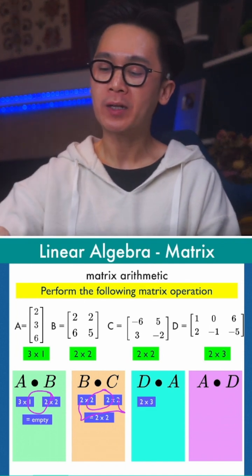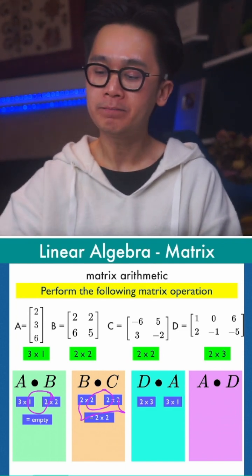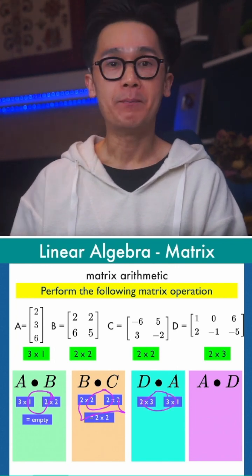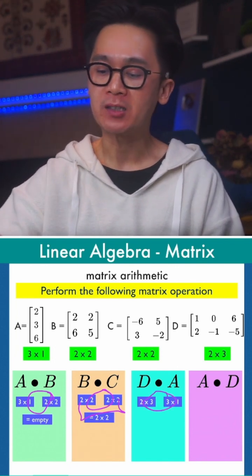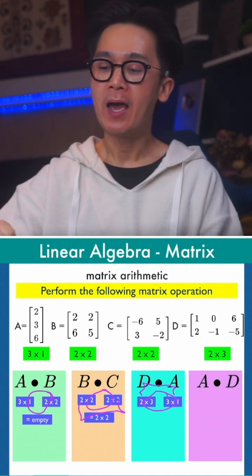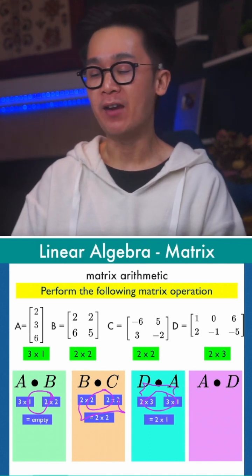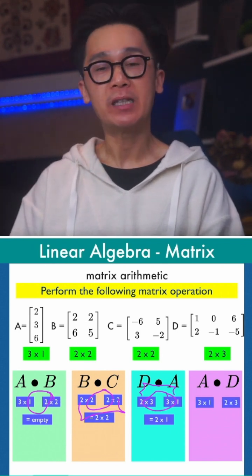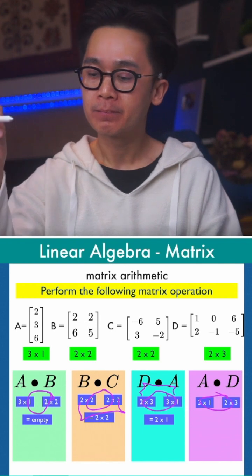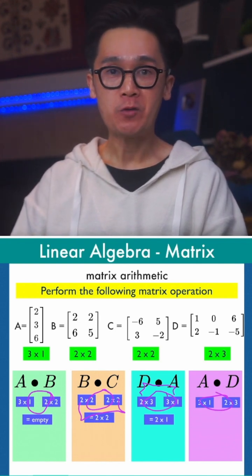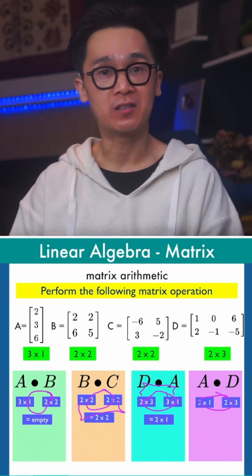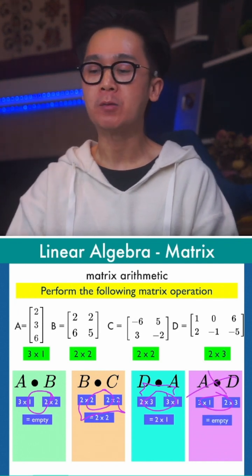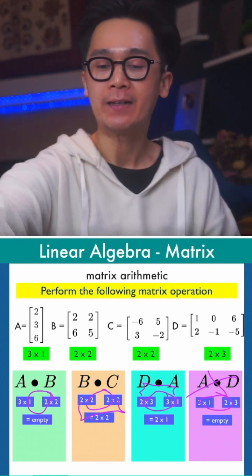So let's go with the third pairing, which is D and A. D is a 2 by 3, and A is a 3 by 1. Even though their dimensions or orders are not the same, the middle values are the same, so that means the product is going to be a 2 by 1 matrix. And for the last pair, we have matrix A, which is a 3 by 1, and matrix D, which is a 2 by 3, knowing that the middle values, or the numbers inside the circles, are not the same. So that means this is an empty set, and we're not going to be able to multiply A and D together.